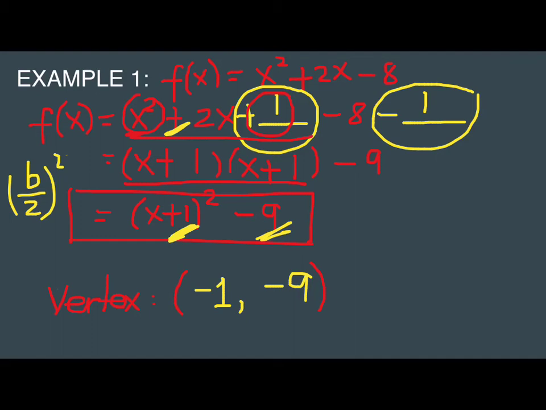You can also double check by solving the vertex using the formula we have, that is x equals negative b over 2a, and then solving for the y value by plugging in whatever comes out as x. Okay, so let's proceed to example number 2.